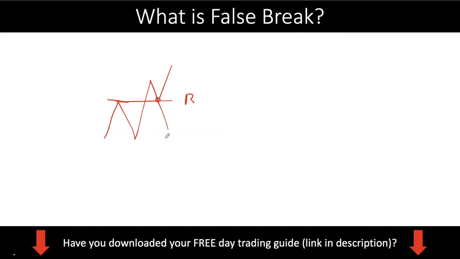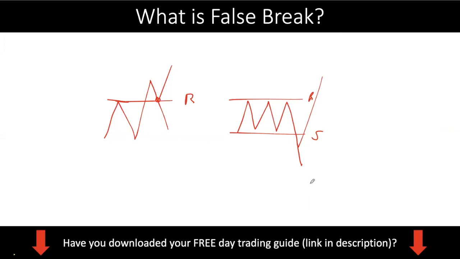So a fake out or false break is what it is. And of course, in the opposite case, it's the same. Let's say price has been ranging between this support and this resistance, and you expect price to break down when the support is broken, but instead of breaking down, price actually goes up. So this is a false break. It is a very powerful way to catch a low risk, high reward trade.